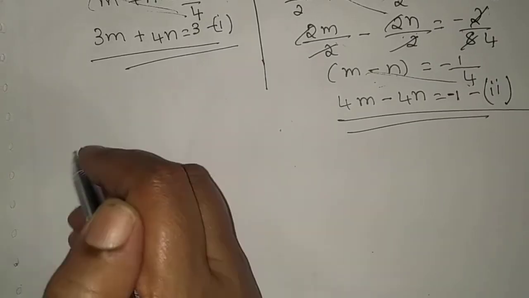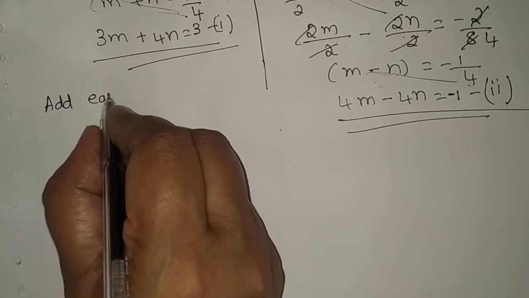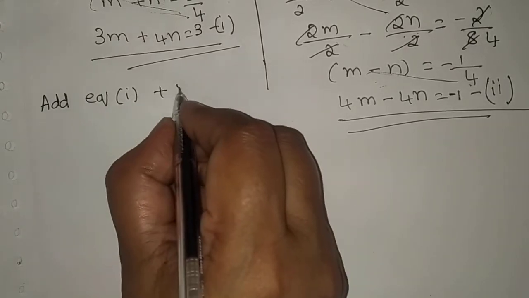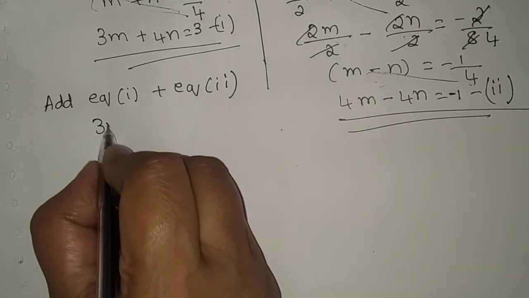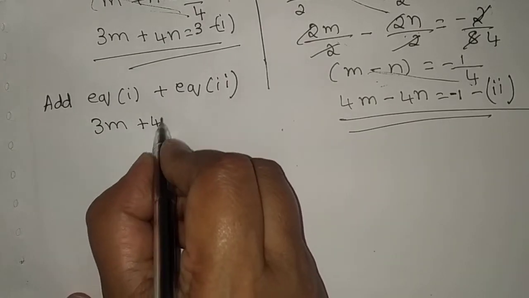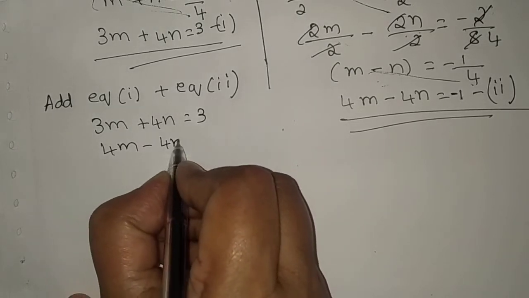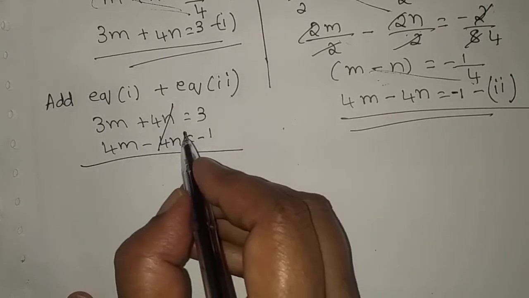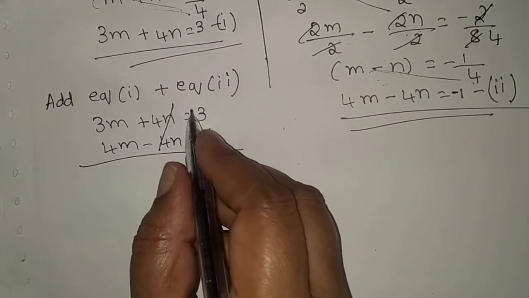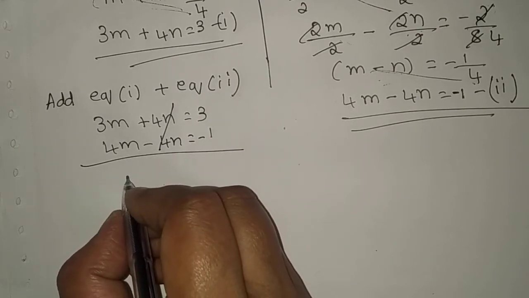Now next step is add equation 1 plus equation 2. Add equation 1 plus equation 2. So 3m plus 4n is equal to 3. 4m minus 4n is equal to minus 1. So this cancels, that is 4n minus 4n cancels.